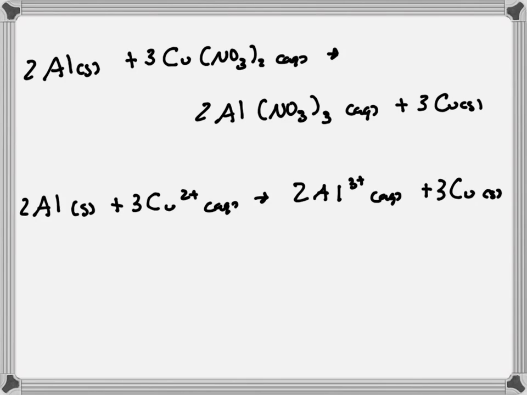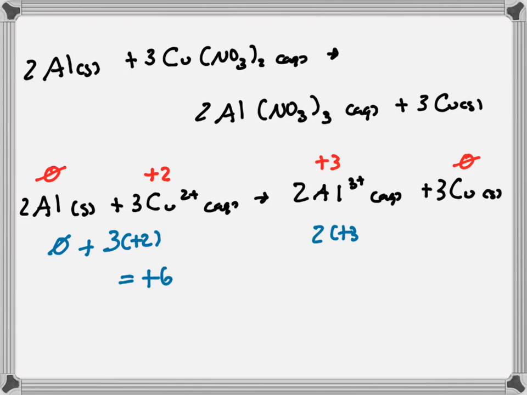Okay, I can check my charge balance. So this would have an oxidation number of 0. Each copper would have an oxidation number of 2. Each aluminum ion would have an oxidation number of 3. And that would be 0. So, again, plus 0 plus 2, or 3 times plus 2 gives me plus 6. Then I'm going to have 2 times plus 3 plus 0 gives me plus 6, and 6 equals 6. So we're good on that.